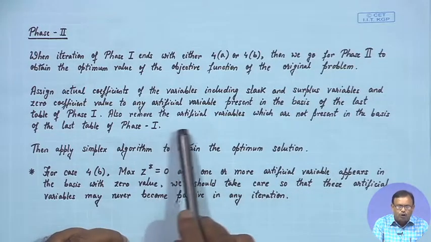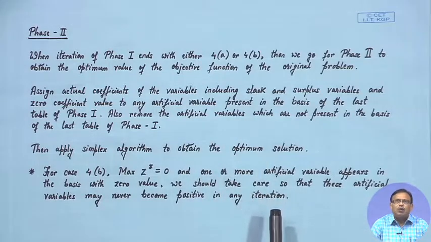Next, also remove the artificial variables which are not present in the basis of the last table of phase 1. That means columns of the artificial variables which are not present in the basis will be removed. So, any artificial variable will be present in the table only if it is present in the basis of the last simplex table of phase 1. And then you apply the simplex algorithm as usual to obtain the optimum solution.